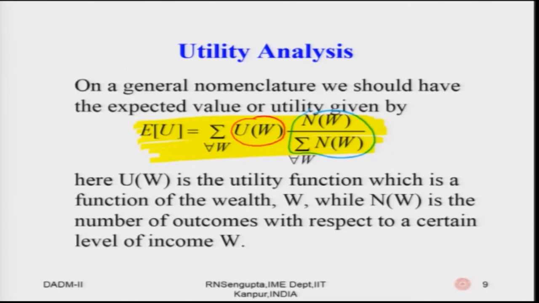While N(W) is the number of outcomes which accrue to that decision. For example, if I am taking a decision where the outputs are 15, and the corresponding probabilities are given, the numerator in that probability is the N(W) I am talking about. The denominator is the summation of all the N(W)s, or all the different events occurring, based on which I am trying to take a decision with the utility.